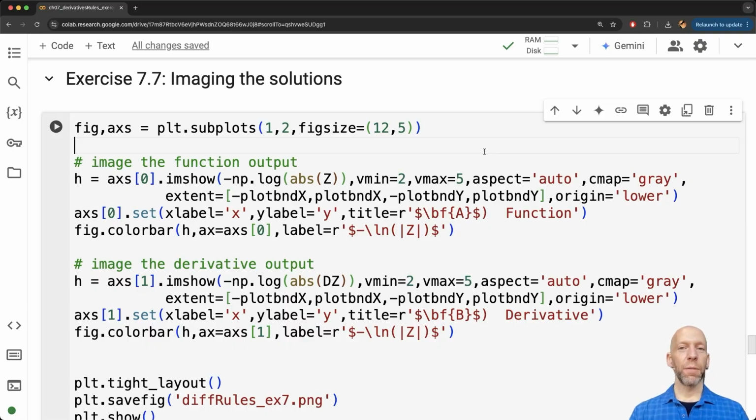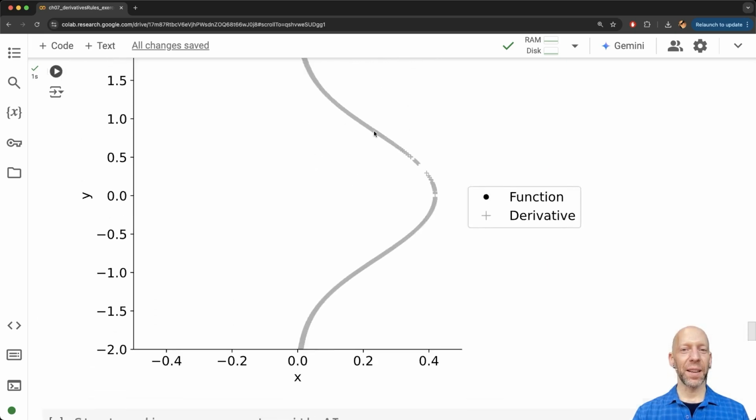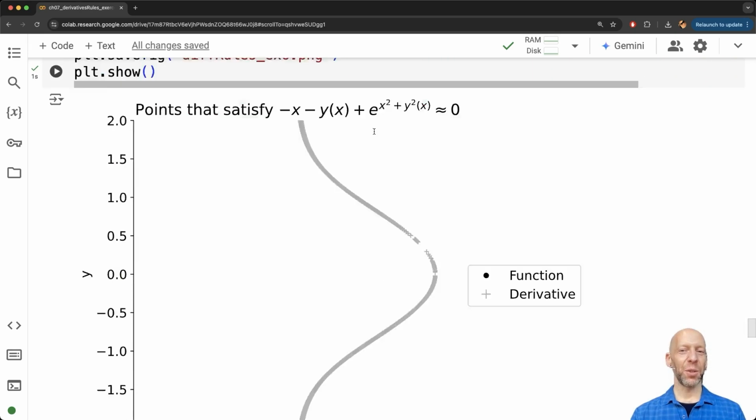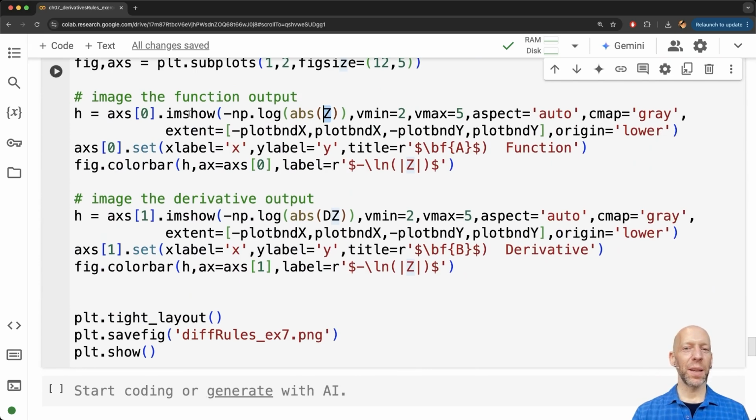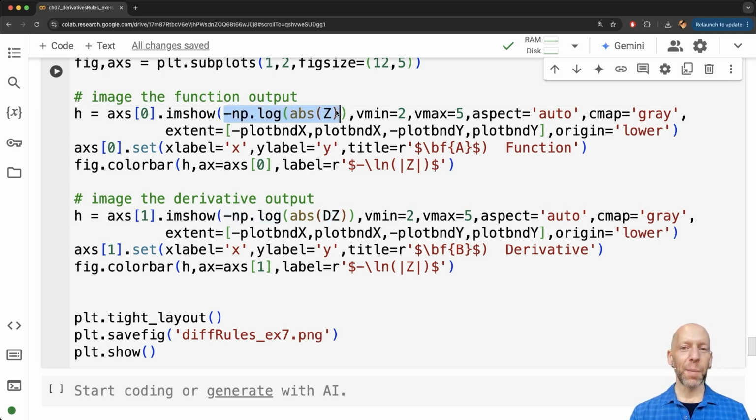So the code for this exercise is actually not so involved. In fact, you can see I'm not doing any math coding. There's no math coding anywhere in this exercise because I'm using all of these variables that I created in the previous exercise. Basically, all I'm doing is using imshow to look at the image of the Z matrix, which is for the original equation, and dz for the derivative of the equation to find the derivative values. And here I write minus the log of the absolute value.